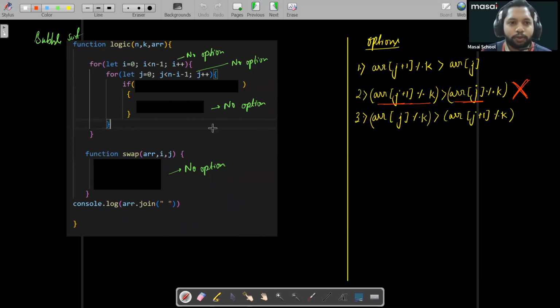So let's go for the next blank. What about this, guys? After finding the correct condition, suppose this is the correct condition. I am telling you guys, this is correct: array[j] modulus k is greater than array[j+1] modulus k. So what do we need to do then? Swap, guys, swap. Can anybody tell me what I need to swap exactly? Which indexes, guys?